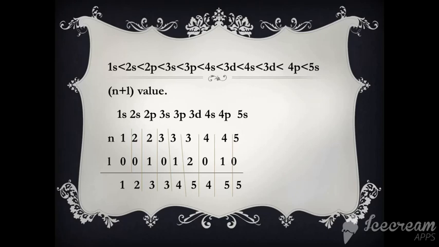This is how you will fill the electrons in the orbitals based on the AUFBAU principle. I hope you have learned how to write the AUFBAU principle energy level diagram. Definitely I know this video will be very interesting for you.